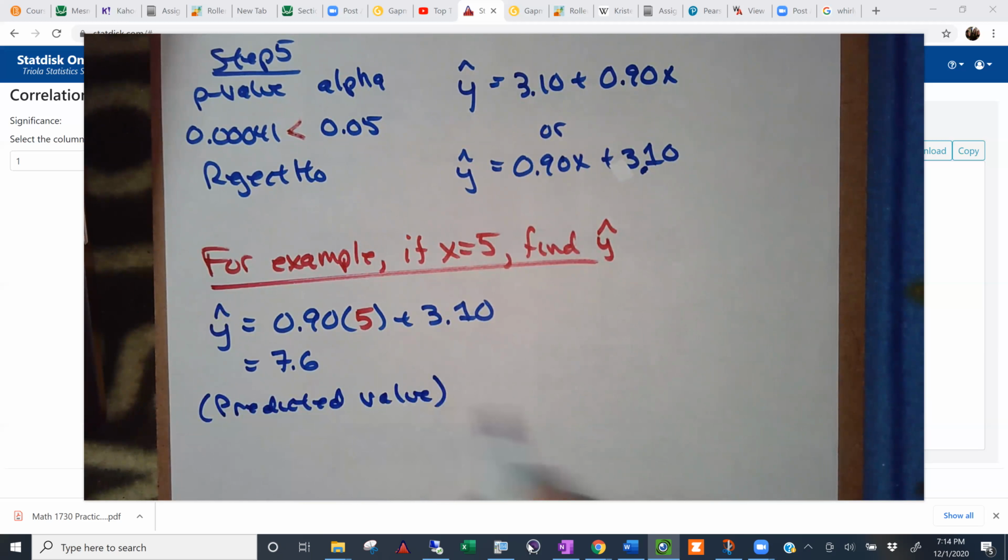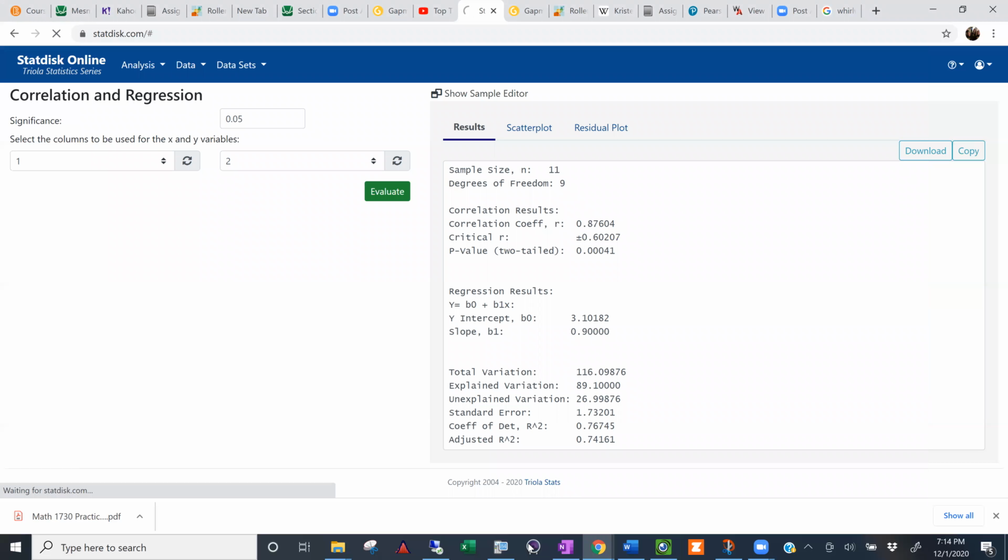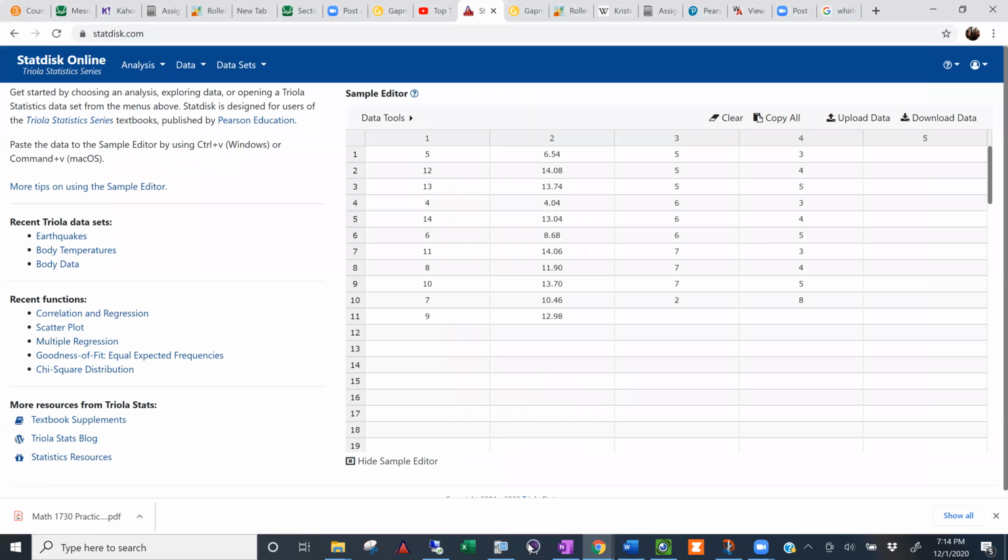Well, what's my actual value? Is there an actual value here? Actual value of y. Was there a value of y in our data set that corresponded to x equal 5? Well, go back to your data set. What's the value of y that corresponds to x equal 5? 6.54. Thanks, Jalal. 6.54. Nice.